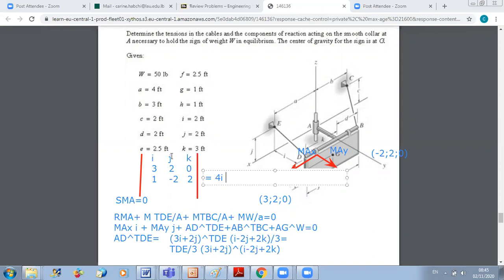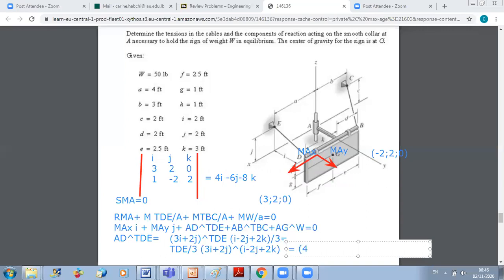Along j, I put a minus. Don't forget to put a minus above j. So 3 times 2, 6, minus 0. So it's minus 6j. And along k, I have 3 times minus 2, it's minus 6, minus 2, it's minus 8. So minus 8k.